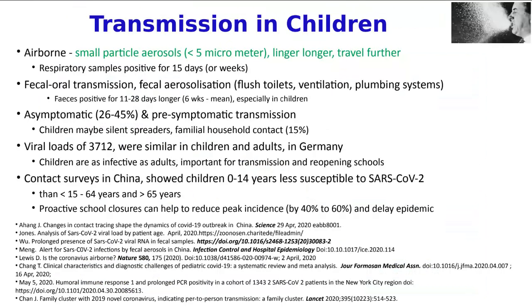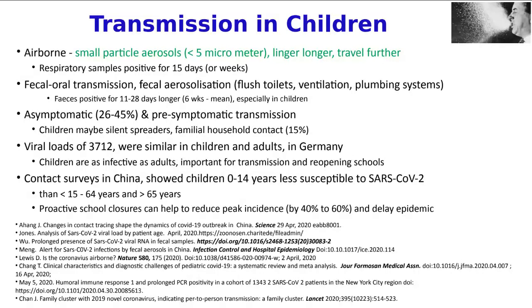And so the illness in children is felt to be primarily airborne, spread by small particle aerosols, which linger longer and travel further. The respiratory samples may be positive for 15 days or more. There's also fecal transmission that is important, with fecal aerosolization through flush toilets, ventilation systems, and plumbing systems. And in children, their feces may remain positive for quite some time. Because we take care of children, changing them and so on, we have to realize that strict hygienic measures need to be implemented because transmission can be spread that way.